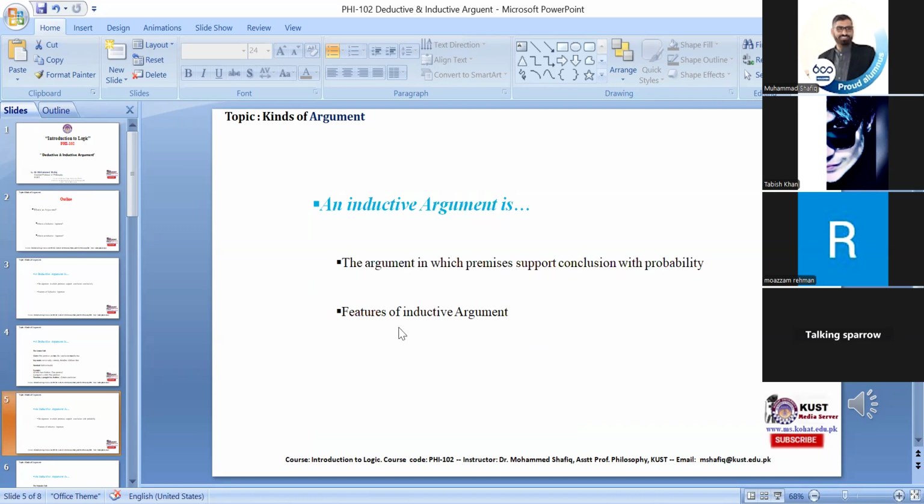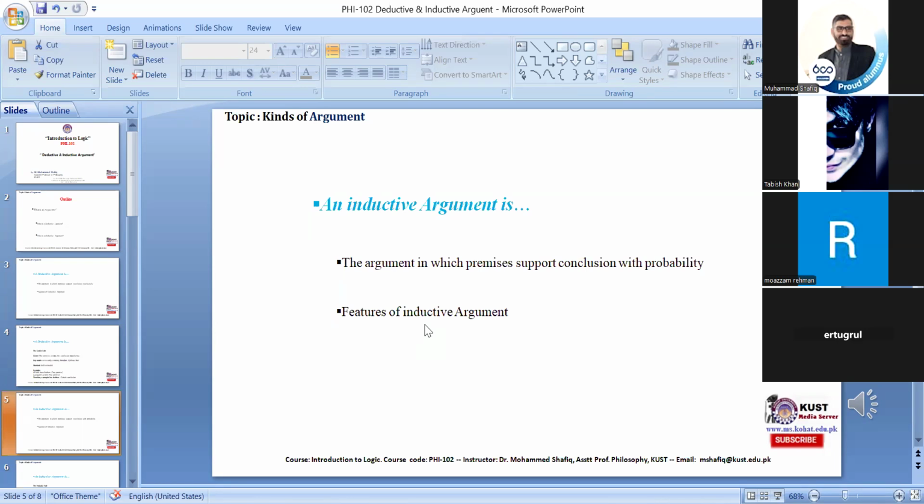So inductive argument, we move to inductive argument now. This is a different kind of argument from deductive argument. The inductive argument is an argument in which premises support the conclusion with probability. How and why? Because it always starts from particular facts and ends on a general principle.